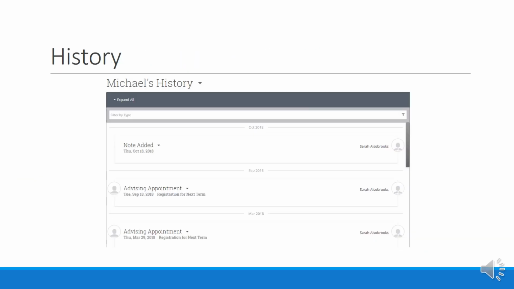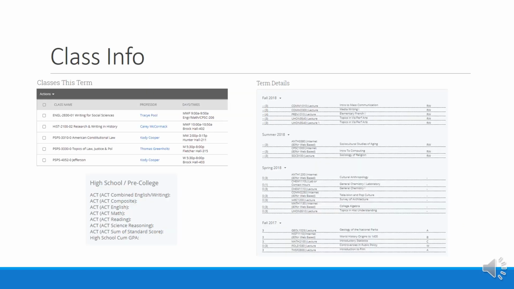The History tab will show any notes or appointment summaries that you or any other advisor has recorded. The Class Info tab shows the classes the student is registered for in the current term. Also, an unofficial transcript is given along with test scores such as ACT and AP scores and high school academic information at the bottom of the page.